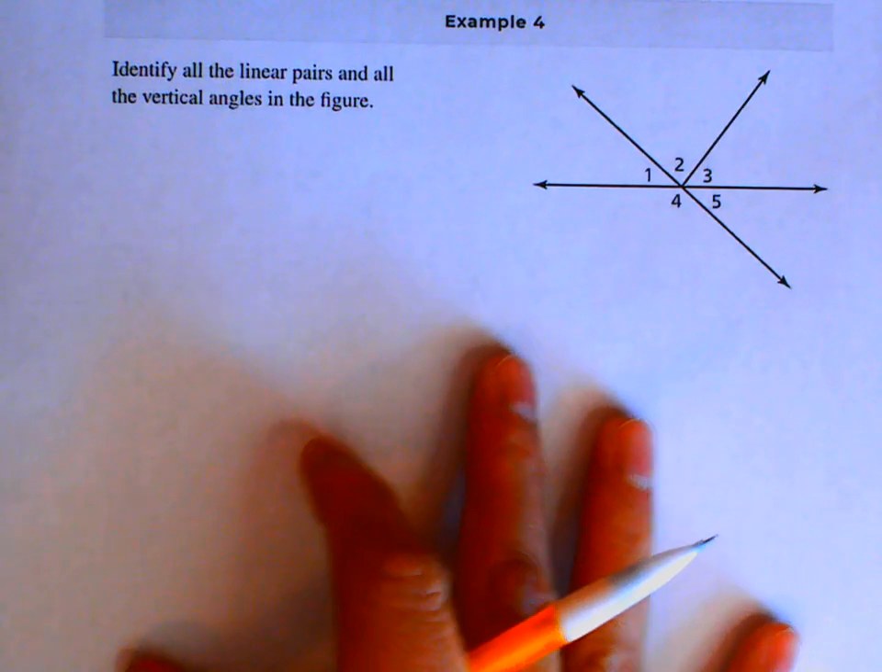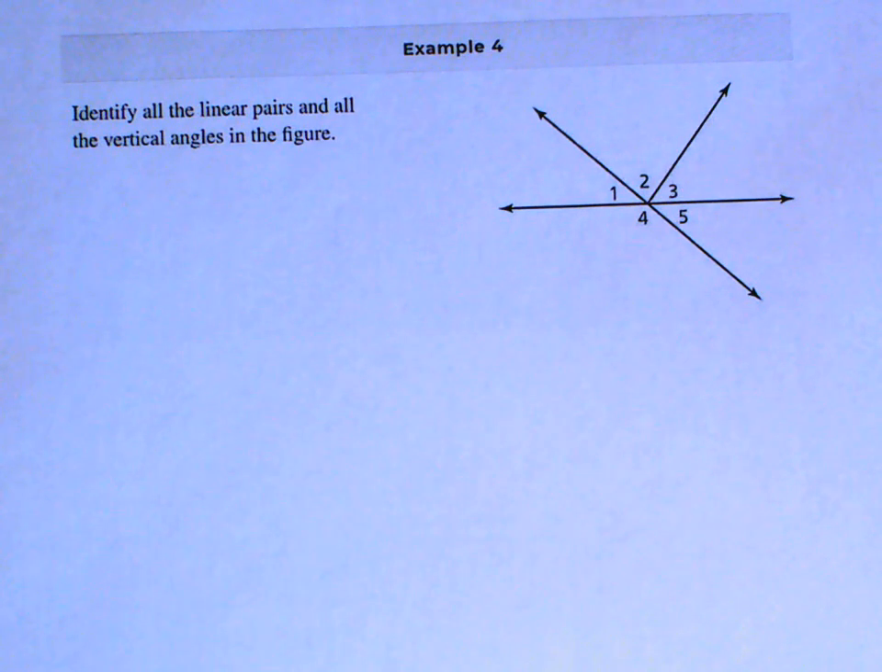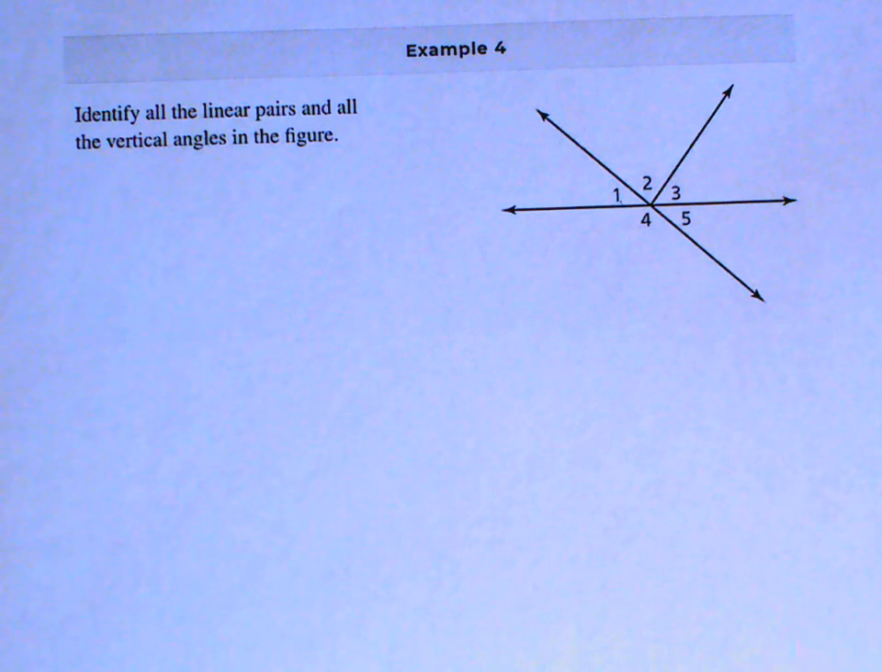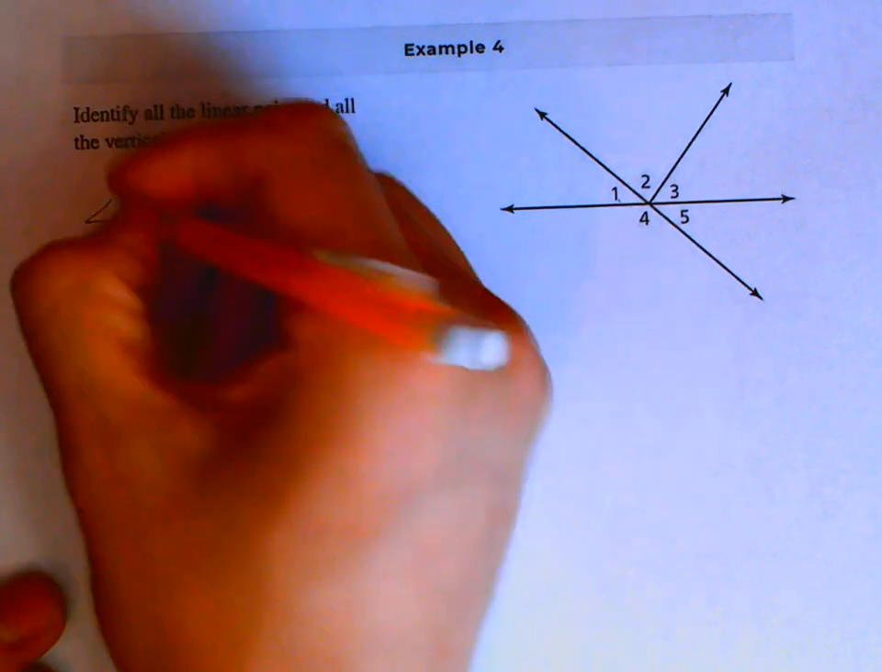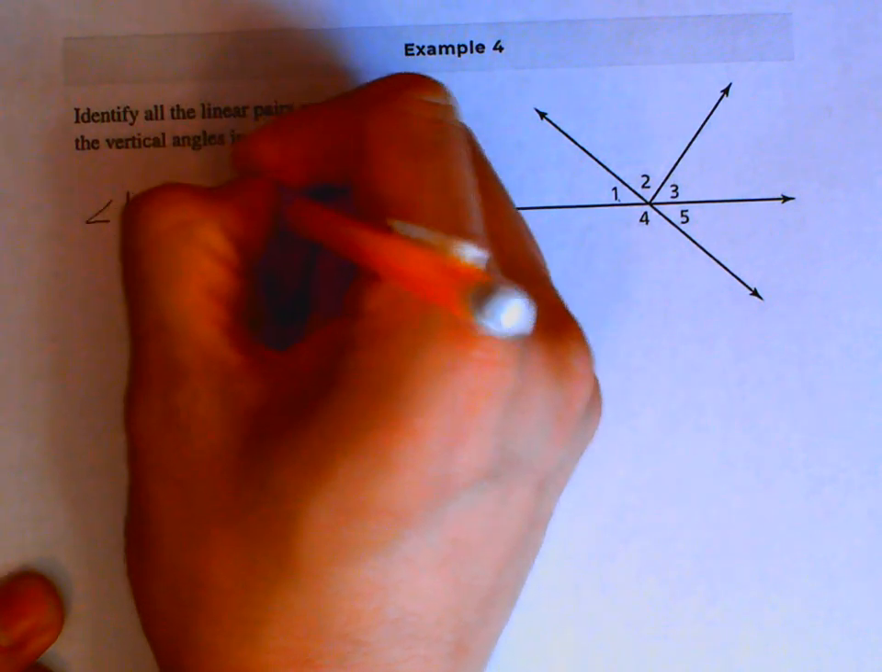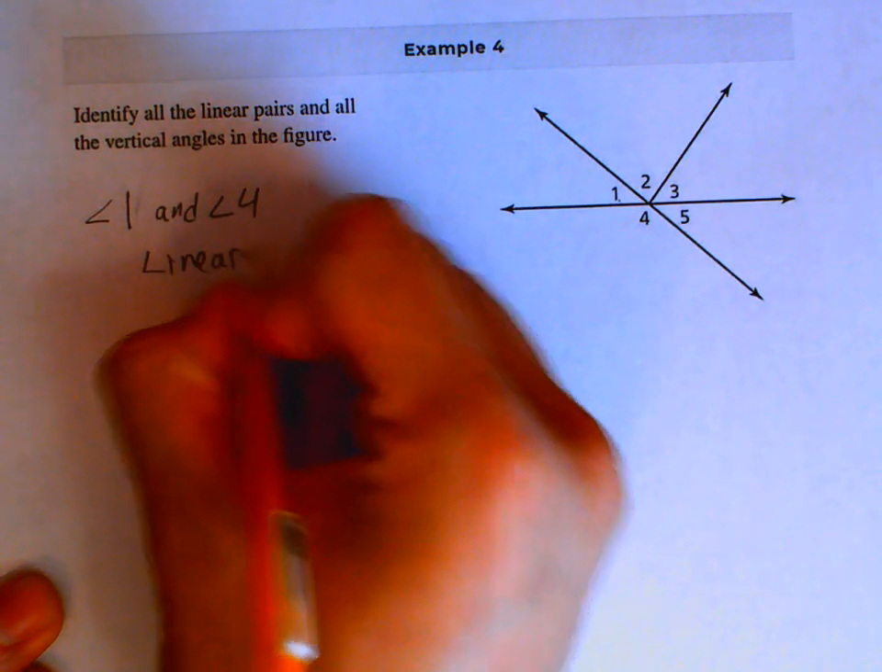All right, example 4. Identify all linear pairs and all vertical angles. So remember, linear pairs have to form a straight line. And we're talking about a pair, not 3, not 4, 2 angles that combine to make a line. So in this case, the only diagram that does that is angle 1 and 4. Now, Mr. Osuna, doesn't angle 1, 2, and 3 do the same thing? Yes, they do. But we're talking about a pair, not a trio. So angle 1 and angle 4 happen to be the linear pair.